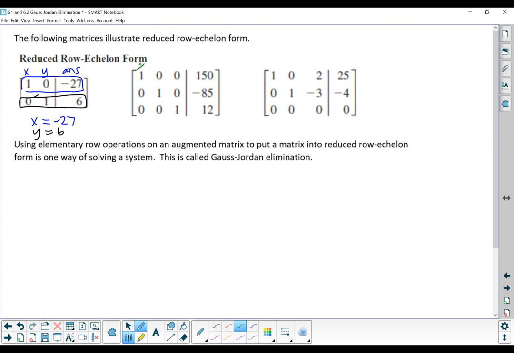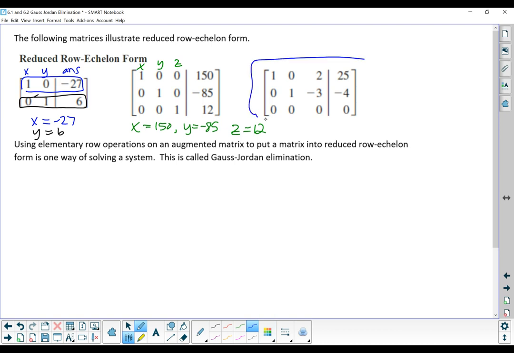So that works with the 3x3 system as well. That first row tells me that X is 150. The second row tells me Y is -85. And the third row tells me that Z is 12. So that matrix gives me the solution to the system. And the process of starting with the matrix that you started with and getting it into reduced row echelon form, that is called Gauss-Jordan elimination.